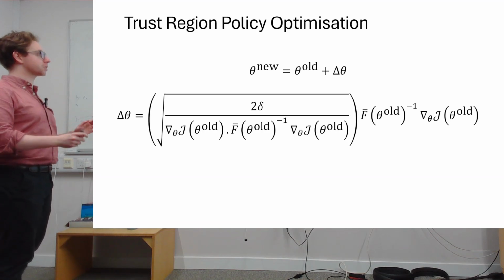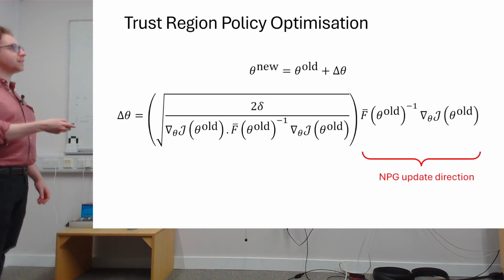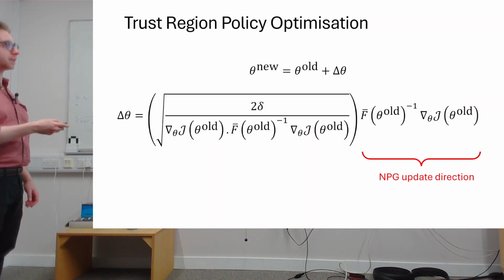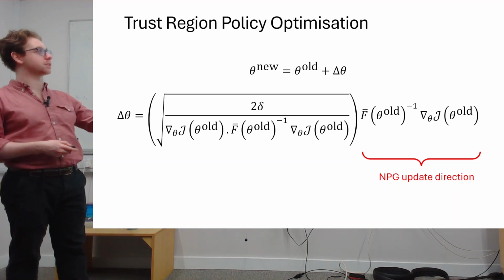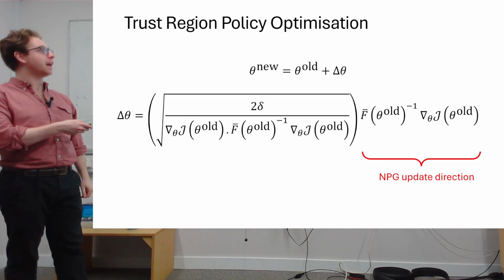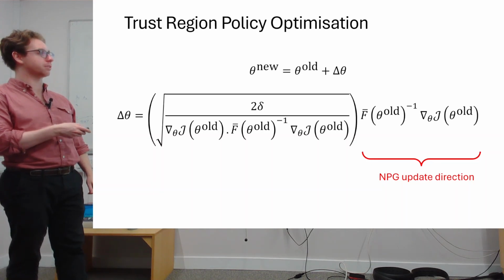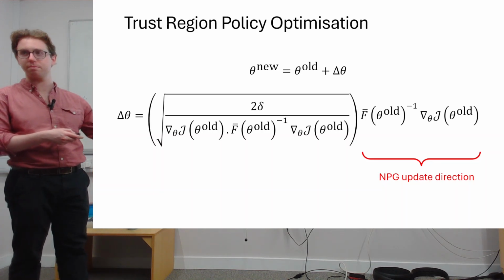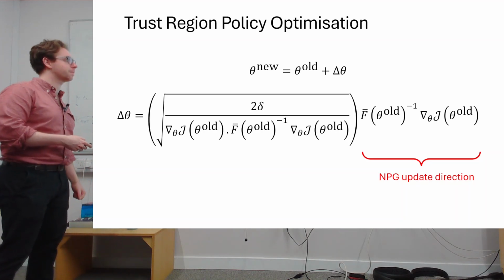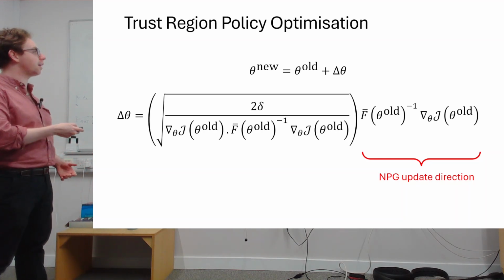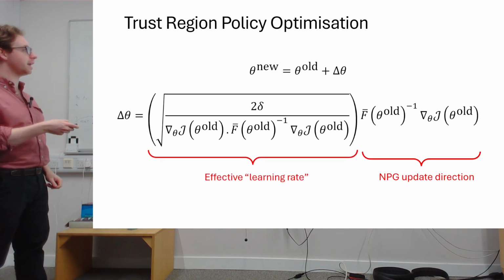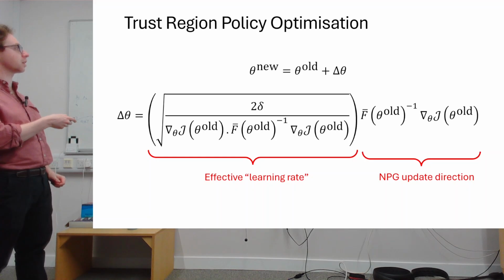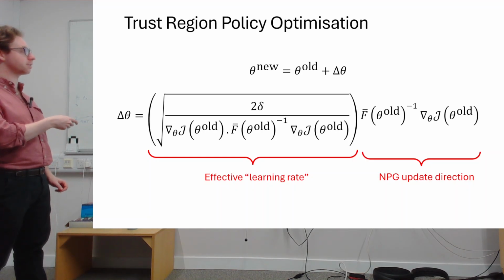So let's unpack what's going on here. This is just the natural policy gradient update direction. This thing here is just a scalar, so let's ignore it for now. In terms of the direction that I'm moving my parameters, it's exactly the same as the natural policy gradient update direction. There's no difference. But now I have an effective learning rate that is scaled according to the inner product of the natural policy gradient direction and the regular policy gradient direction, right?